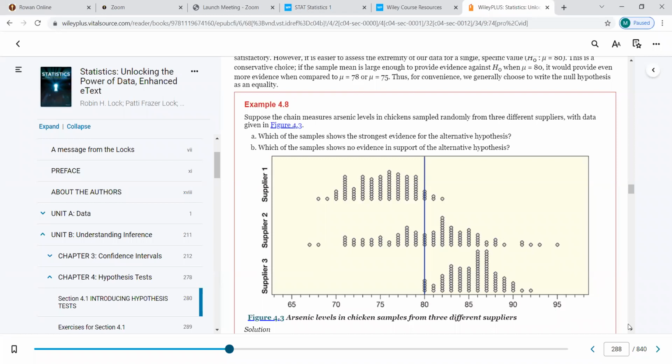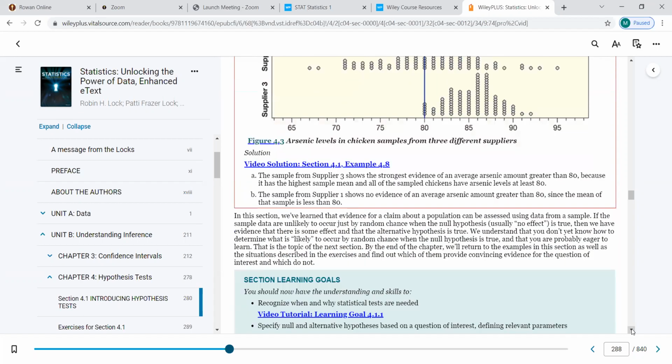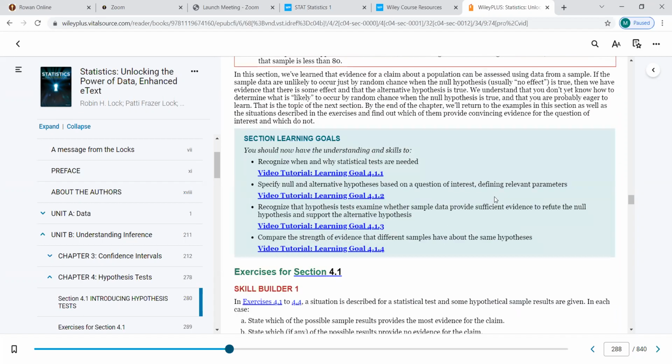This is another example of how, in a very non-mathematical, non-precise way, to get a feel for how we're going to do a hypothesis test, and what we're looking for in a hypothesis test. We're looking for extreme examples. All right, so that is 4.1.